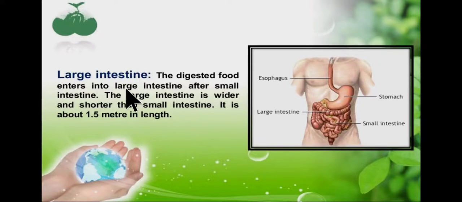And the last comes large intestine. The digested food enters into large intestine after small intestine. The large intestine is wider and shorter than a small intestine. It is about 1.5 meters in length.